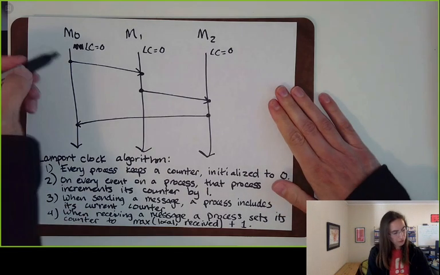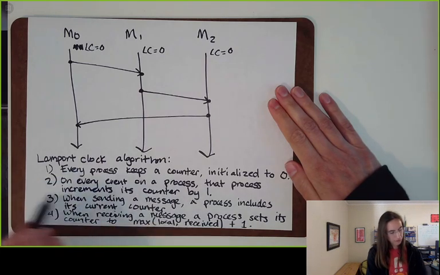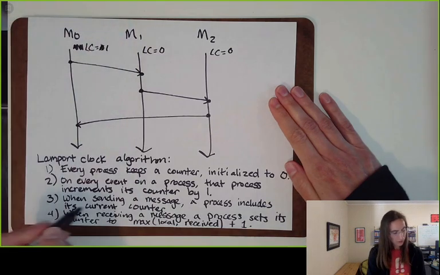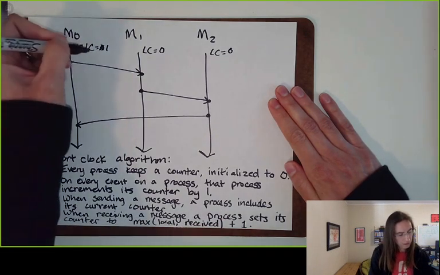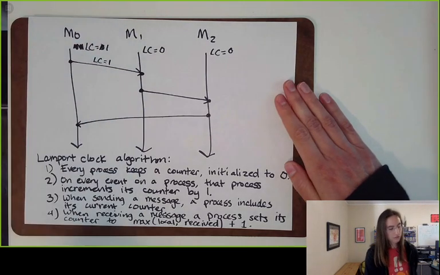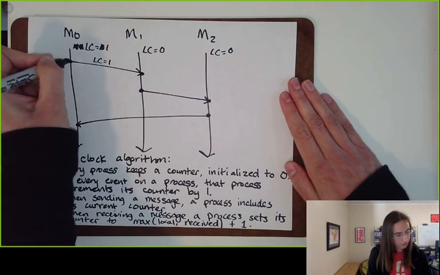Right, so this is an event. So following step 2 here, this process has to increment its counter by 1, so its counter is going to become 1. And it's going to include that clock value along with the message. I'll just put 1 right here to say that that's the Lamport clock value of this event.